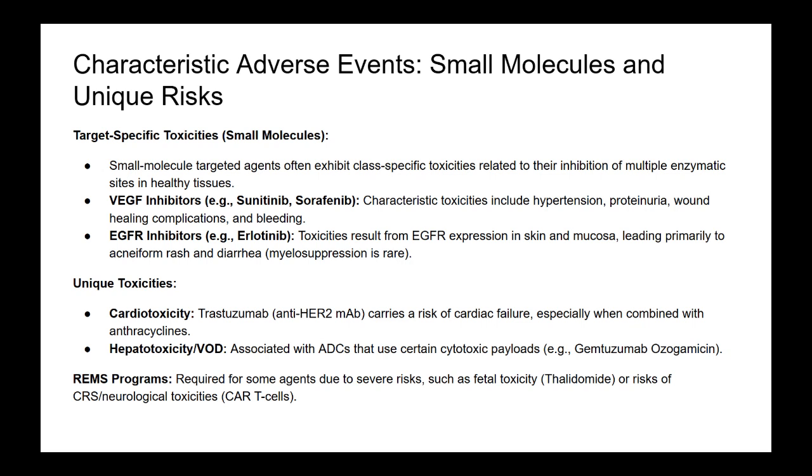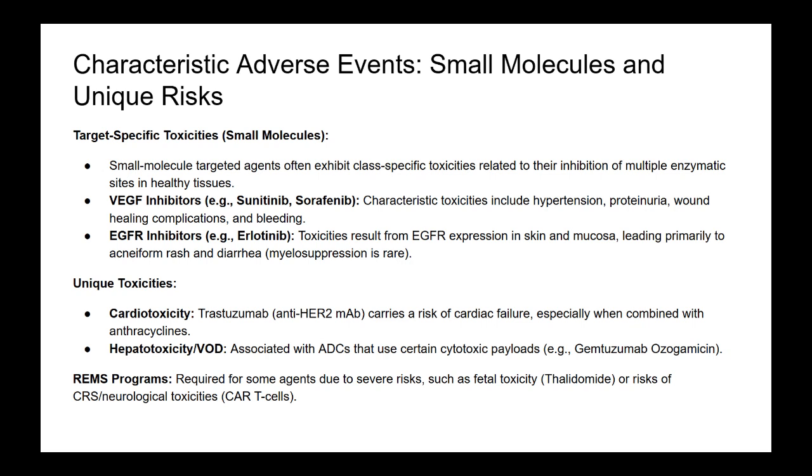For example, small molecule inhibitors targeting the VEGF signaling pathway used to block tumor blood vessel growth inevitably also hit VEGF receptors on healthy blood vessels. This leads to predictable dose-related toxicities like hypertension, proteinuria, protein leaking into urine due to kidney effects, and impaired wound healing.